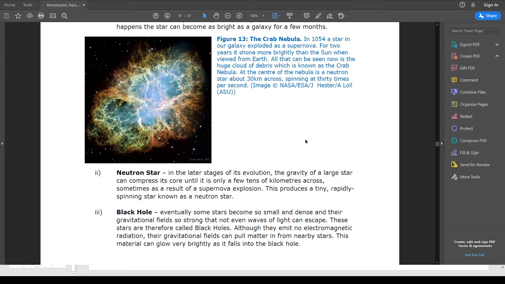What happens if two black holes collide? When two black holes collide, basically their gravitational fields combine and they form a larger black hole. And a huge gravitational wave is sent out.